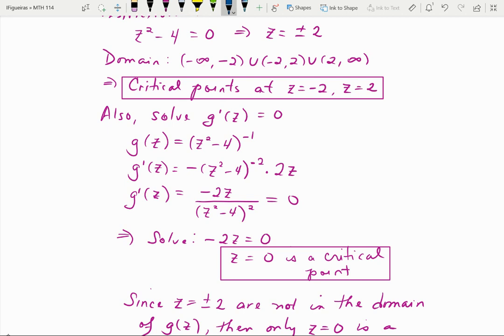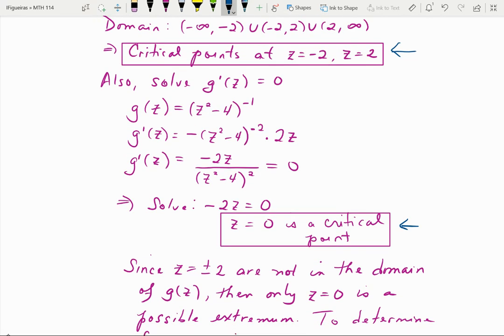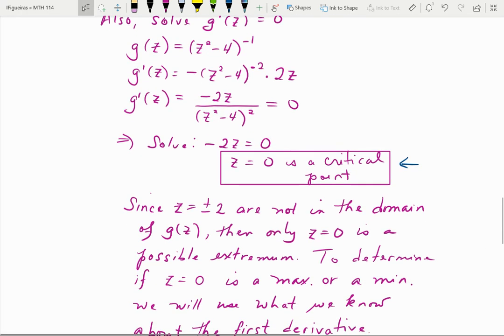So this is a critical point that has the potential of being either a max or a min, not the 2 we saw here, because the function is undefined there. So since z equal to plus or minus 2 are not in the domain of g of z, then only z equal to 0 is a possible extremum.